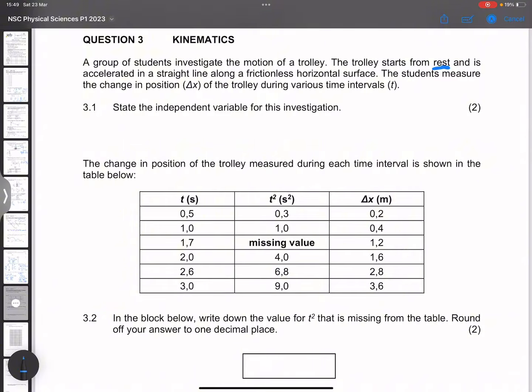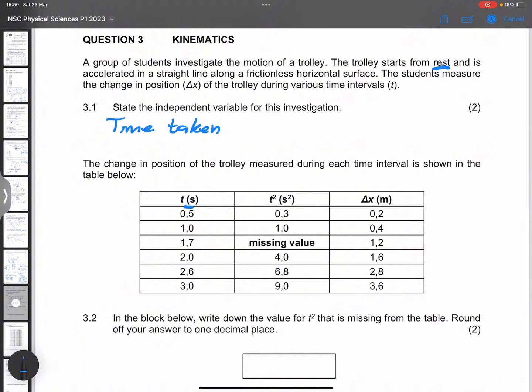Now I want you to think about it. When you look at this table that is given to us, the independent variable there is time, the time taken for the trolley to complete each position or change in position. So definitely it is the time taken.